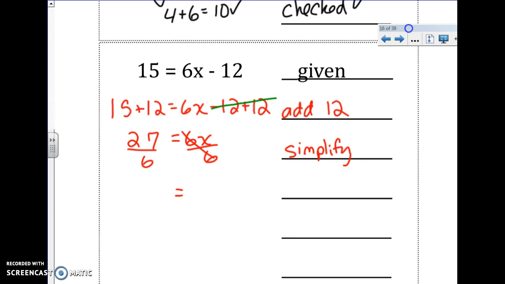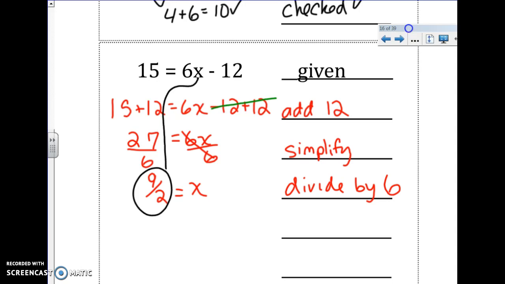And I get 27 over 6 equals x. I can reduce that even further by putting a 3 into 27, getting 9, and a 3 into the 6 and getting 2. And then I really recommend that you go back and you check this by putting this back in. And if you don't like the fraction, you can always make this a decimal.